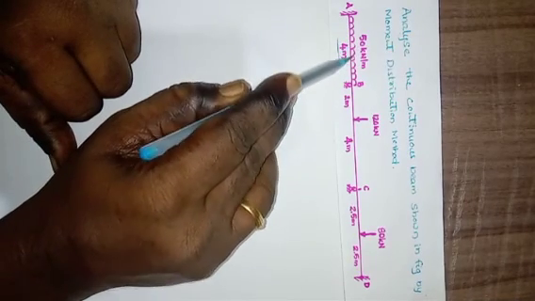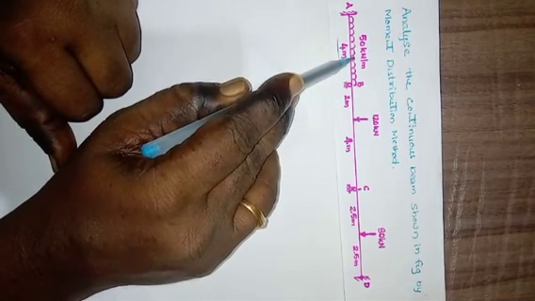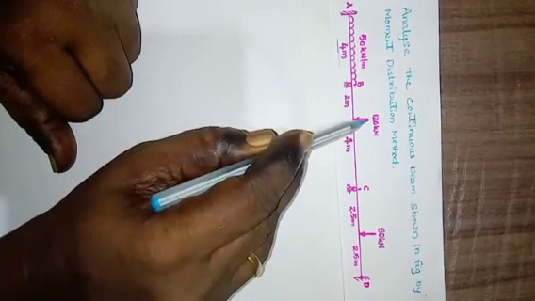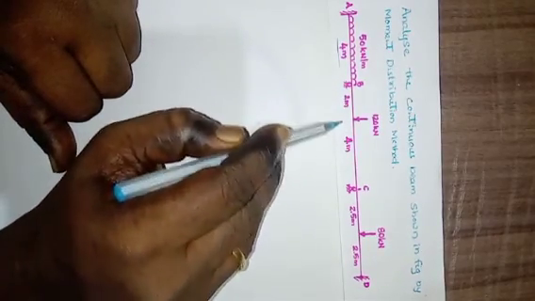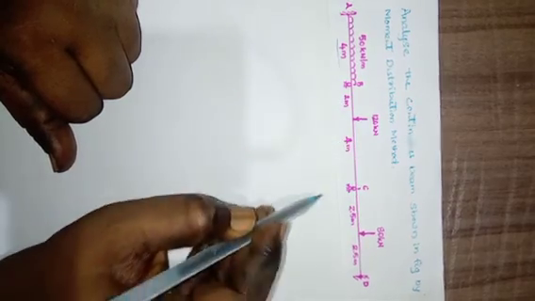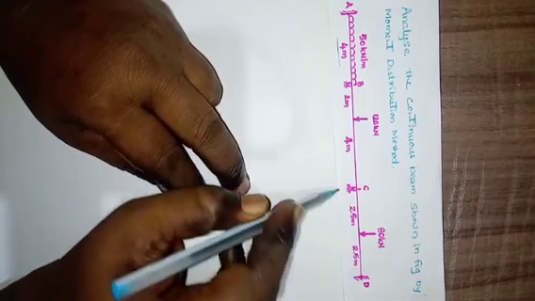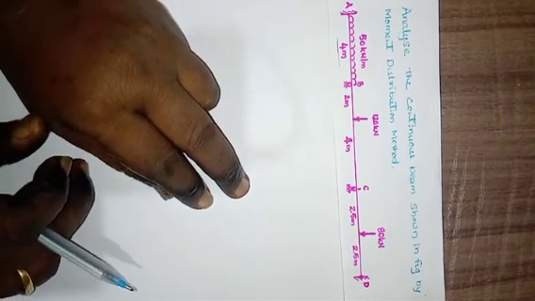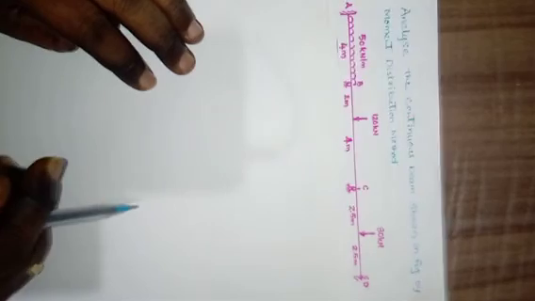In AB it is subjected to 50 kilonewton per meter UDL, and in span BC it is subjected to a 120 kilonewton load at a distance of 2 meter from B and 4 meter from C. Similarly, in CD it is subjected to a point load of 80 kilonewton at a distance of 2.5 meter from C or D. Now we'll analyze this.